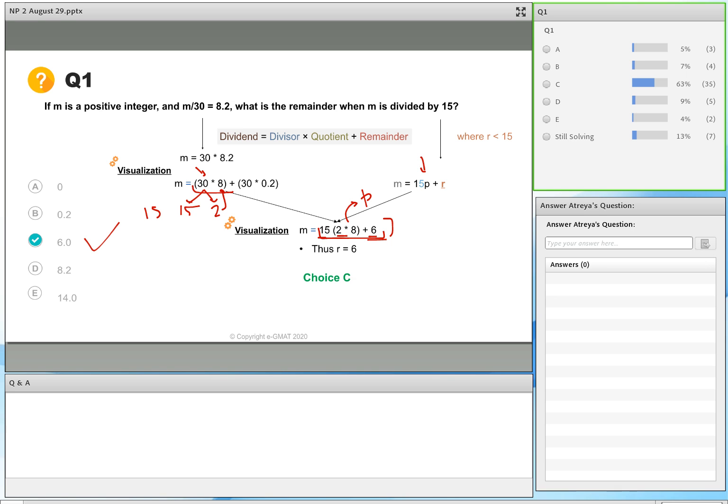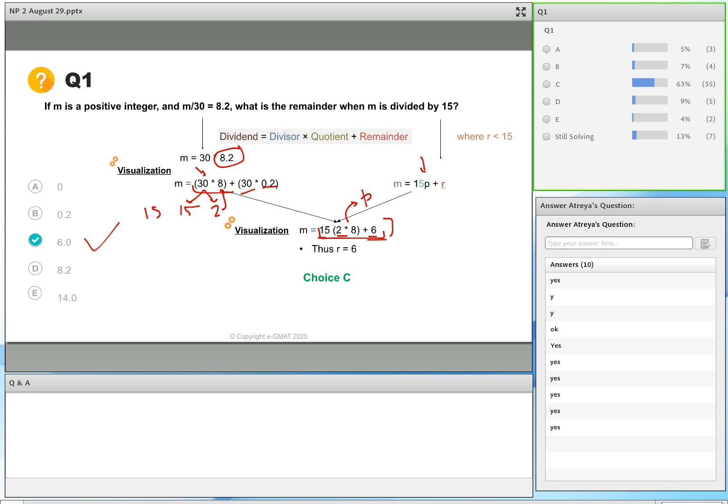Tell me in the short answer poll, is the solution clear to all of you? Again, something that we have been doing. How did we get 6? By multiplying 30 and 0.2. 0.2 is taken from this 8.2, right? I hope that's clear. Perfect.